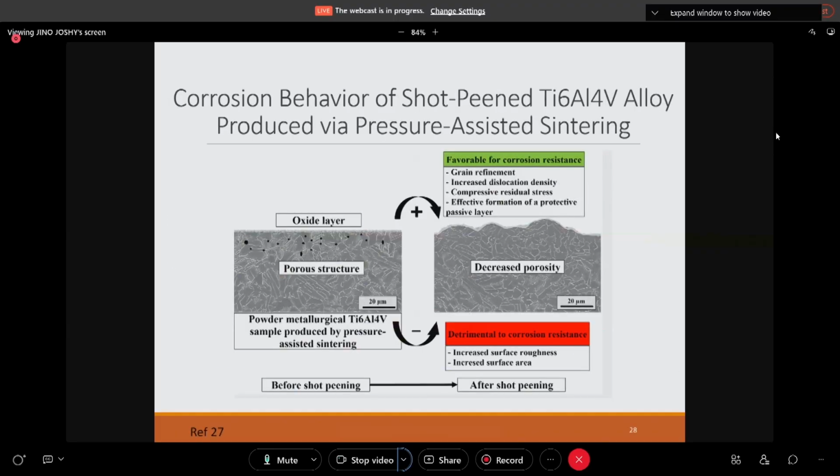This is another study. By the powder metallurgy route they prepared titanium 6 aluminum 4 vanadium and they did a shot peening operation. Comparing the non-shot peened surface, on the shot peened surface there is grain refinement and also an increase in the dislocation density. All of these, the grain refinement, dislocation density enhancement, the compressive residual stress and effective formation of a protective layer, enhance the corrosion properties of this material.